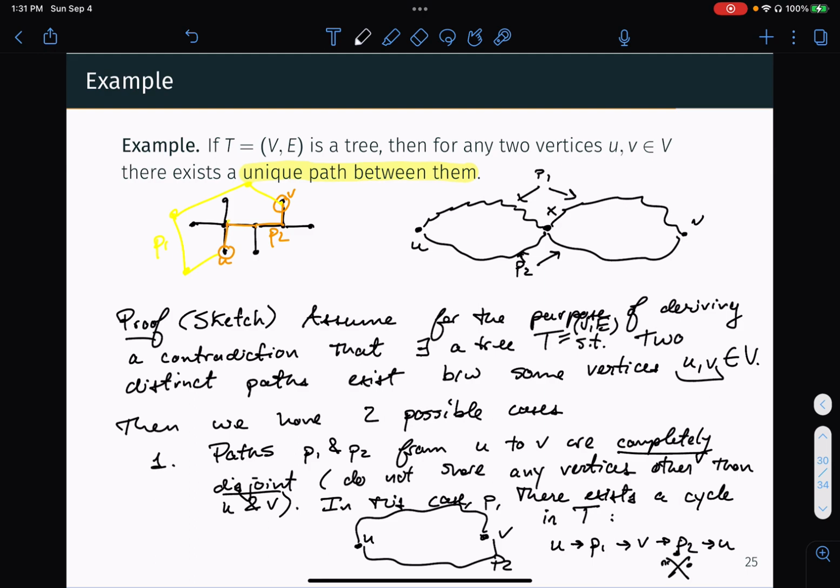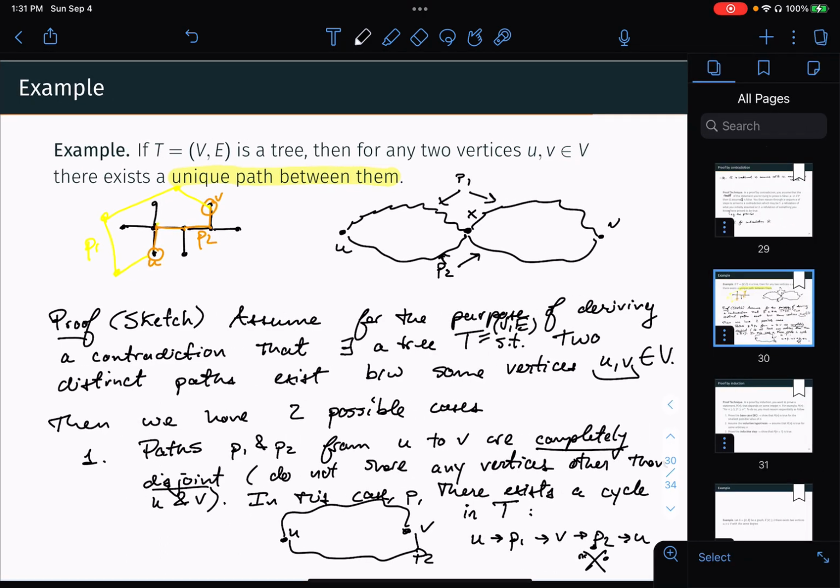This is a contradiction because a tree I know is acyclic, so there cannot be a cycle in my tree, okay? So that's the first case.